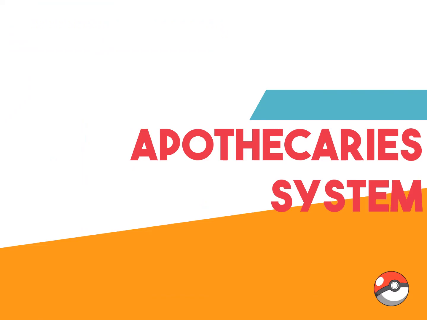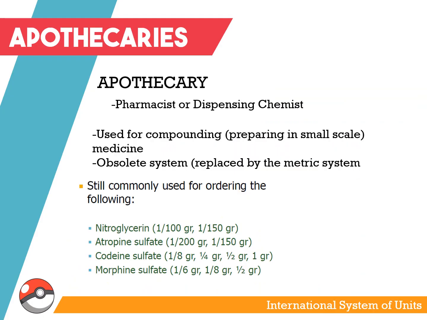So now let's have the apothecary system. The apothecary is the pharmacist or the dispensing chemist during old times. This method is used for compounding medicine. When I say compounding, it is preparing in small scale. Although this is a now obsolete system, it is still commonly used for ordering the following: nitroglycerin, atropine, codeine, and morphine.